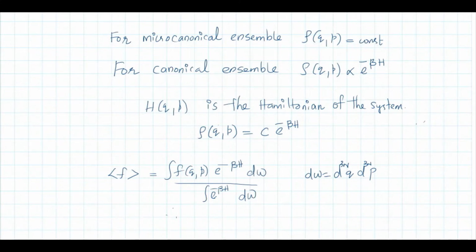But for the canonical ensemble, this rho of QP is proportional to e raised to minus beta H. Because we already mentioned that in the canonical ensemble, the probability of finding a system in an energy eigenvalue is proportional to e raised to minus beta E. So for the canonical ensemble, this density of points is a measure of probability, so that is also proportional to e raised to minus beta H. This H is a function of Q and P. It is the Hamiltonian of the system. Rho of QP, we can write as some constant into e raised to minus beta H.